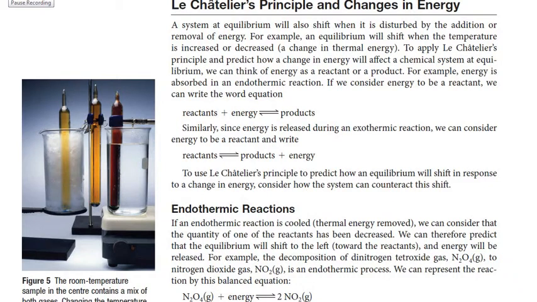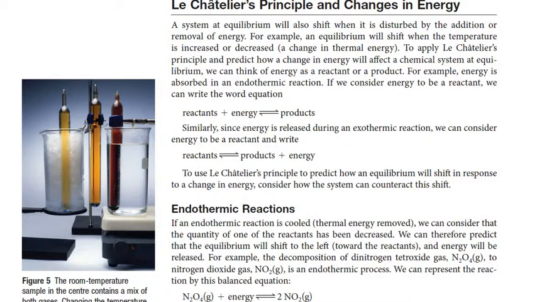So let's have a quick summary. Previously we said the concentration of reactants and products can shift the equilibrium to the right or to the left. So when we increase the concentration of reactants, the reaction will proceed and will shift to the product side, or to the right side. If we reduce the concentration of reactants, it will shift to the left, to the reactant side.